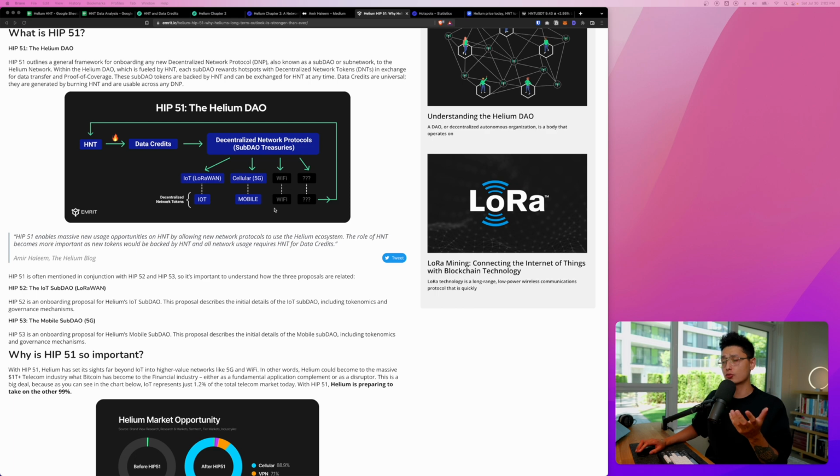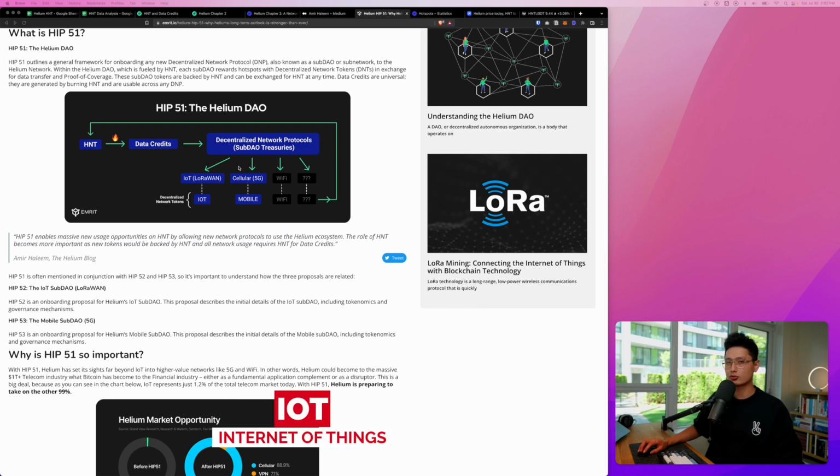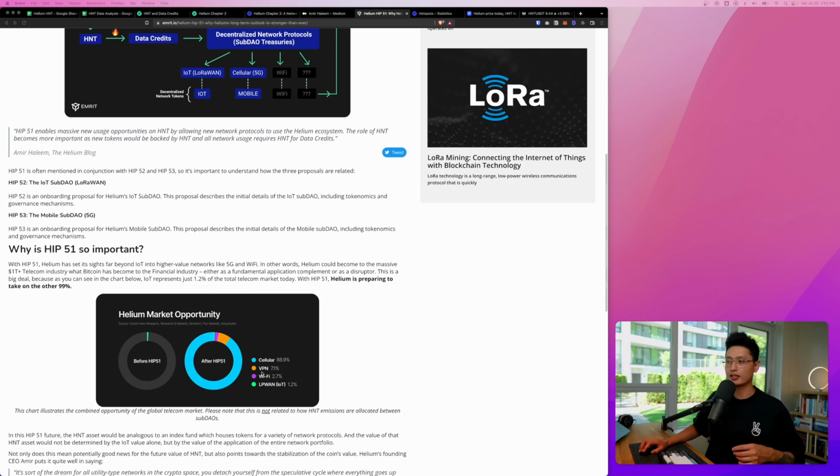My assumption of what Helium actually wants to achieve here is that they want to scale. They no longer want to stay in IoT. They want to scale up to 5G, and you can see here the VPN and Wi-Fi and so forth.